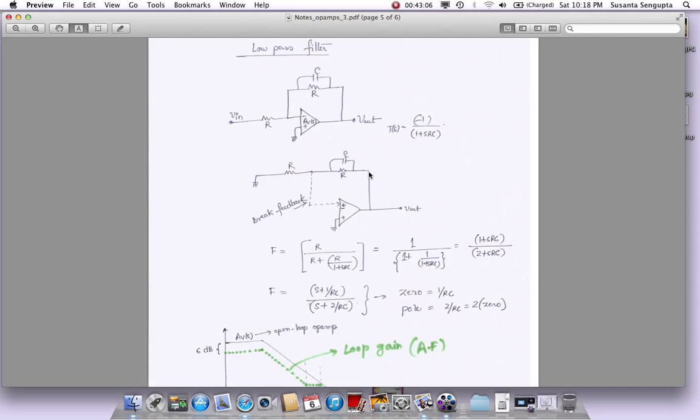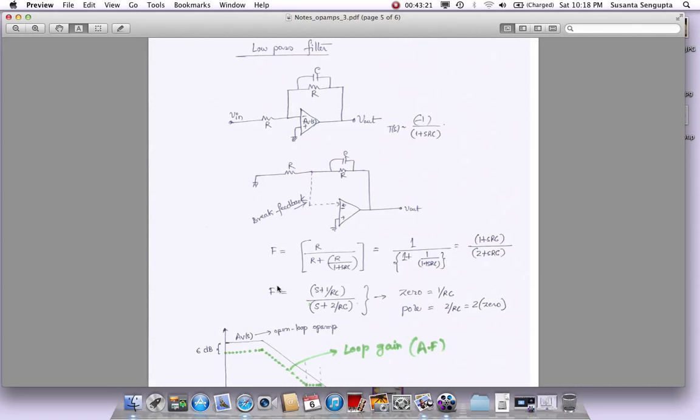That means the voltage at this point shows up here. The capacitance will short it. So what does the feedback factor become? It becomes 1, which is what happens when s and s get divided at extremely high frequencies. The feedback factor will be 1.